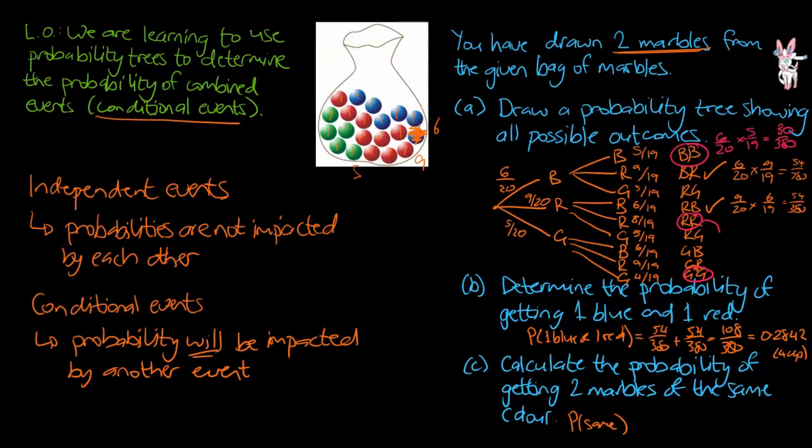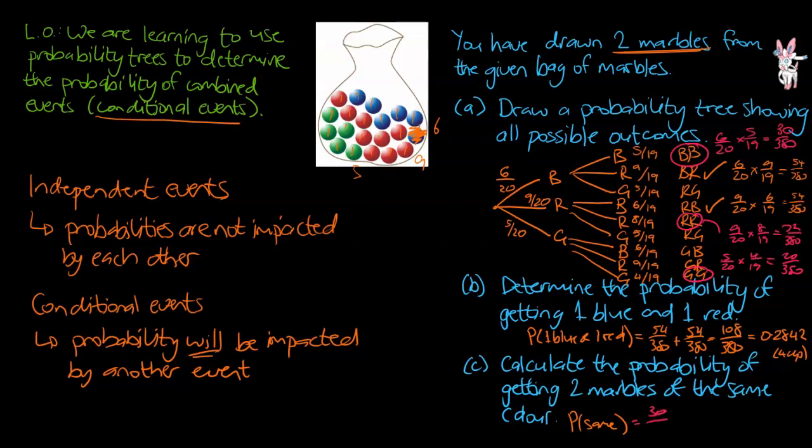Red, red is 9 over 20 times 8 over 19. That there is 72 over 380. And the last one, green, green, is 5 over 20 times 4 over 19. Just a reminder, I'm working backwards on my tree. That there is 20 over 380. So I've got the 3 probabilities. I'm going to add them all up.